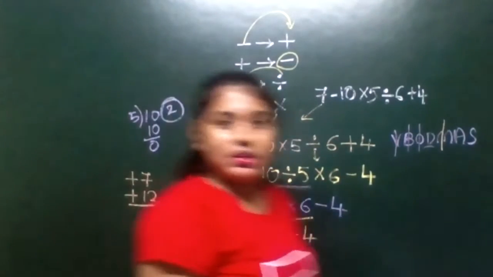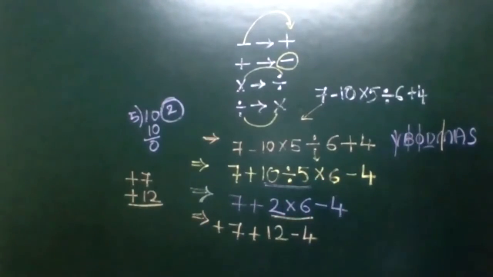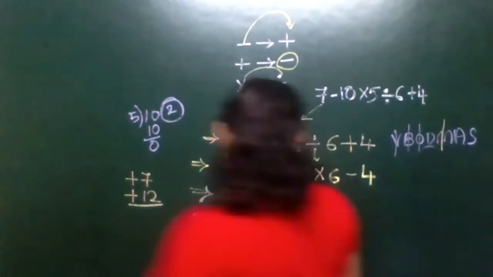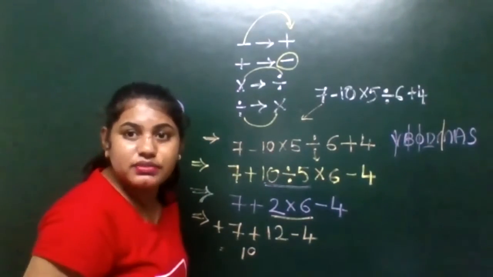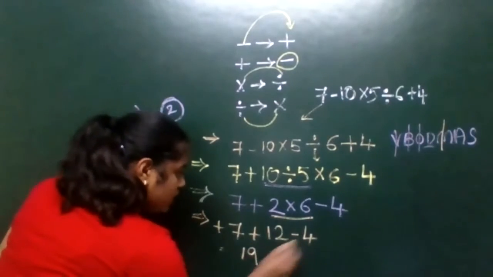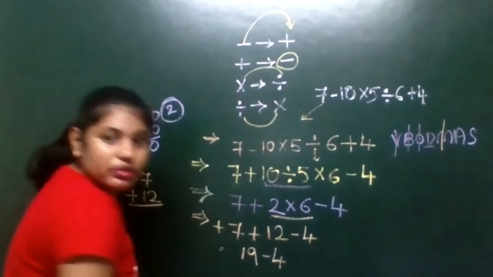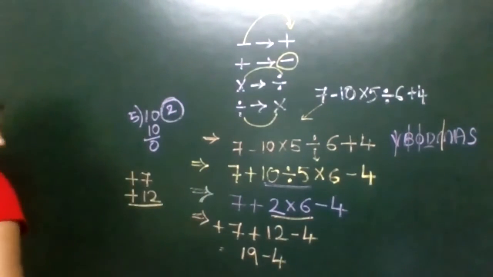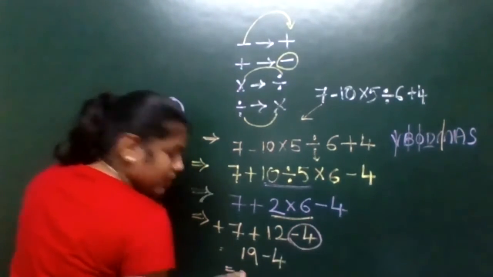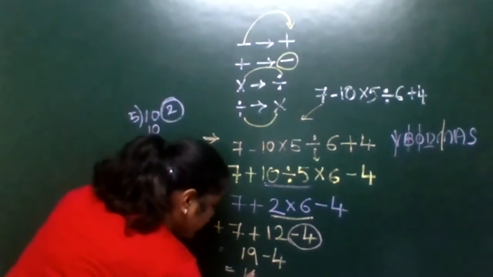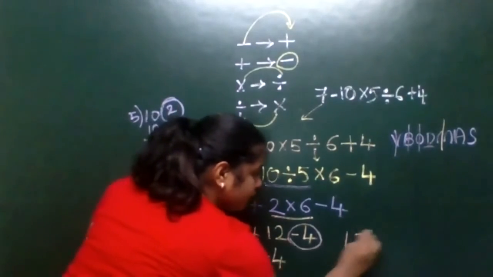What is the answer? 7 plus 12. Very good, it is 19. 7 plus 12 is 19. Then 19 minus 4. What is the answer? See, minus 4 is this one. 19 minus 4 is 15. So my answer is 15.